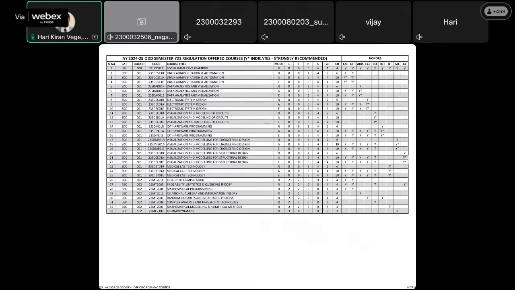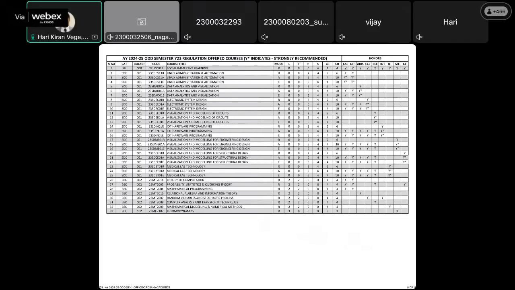Is it wrong to pick a regular mode? It is not wrong to pick a regular mode. Why is it not wrong? Because Y is already there, but it is not strongly recommended. What is strongly recommended? The A mode and the E mode are strongly recommended. Can you take both? No, you have to pick only one course from each bucket.